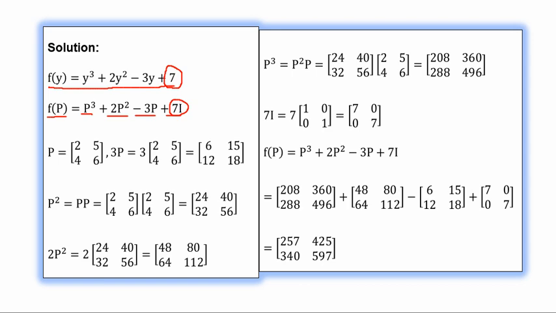From the problem, this is matrix P, so we need 3P, and 3P is obtained by multiplying matrix P by 3. That is scalar multiplication, where you multiply each entry of matrix P by 3. So you multiply 2 by 3, you have 6. Multiply 5 by 3, you have 15. Multiply 4 by 3, you have 12. Multiply 6 by 3, you have 18.